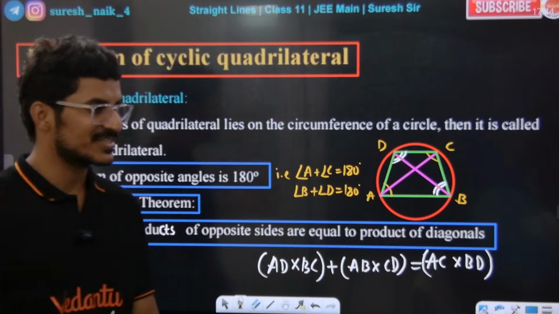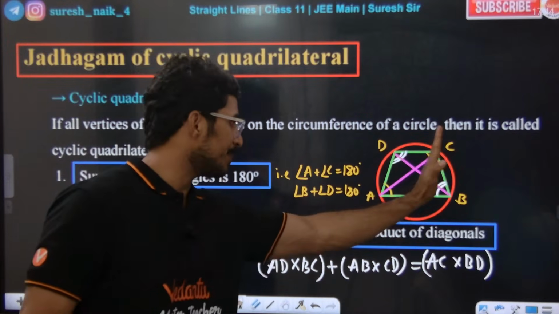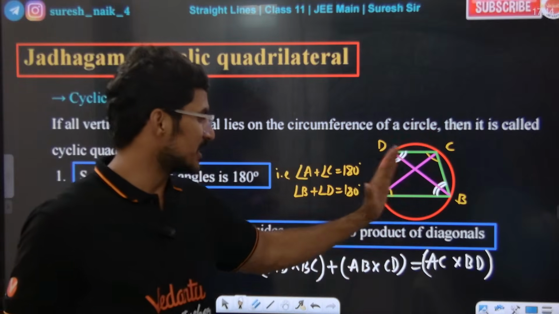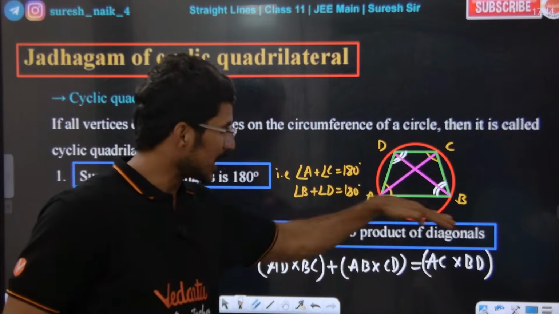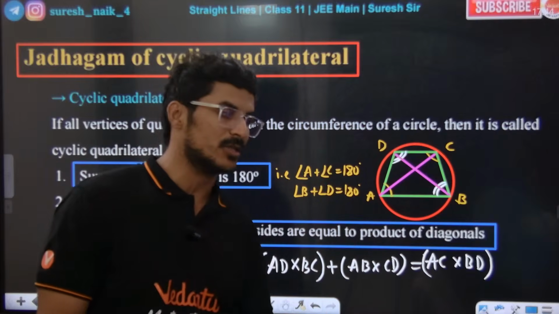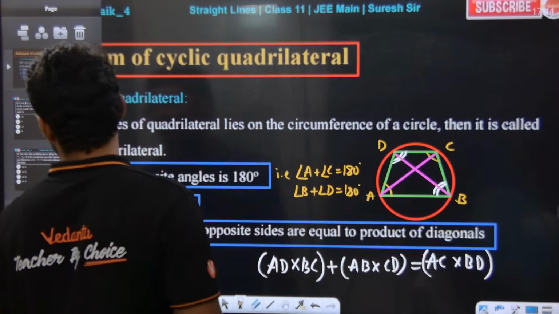Yes or no? Tell me, guys. This is what I'm saying. The sum of products of opposite sides, AD into BC plus AB into DC, will be equal to what? The product of the diagonals. Okay, you just need to remember this theorem as well. Very, very important, guys.